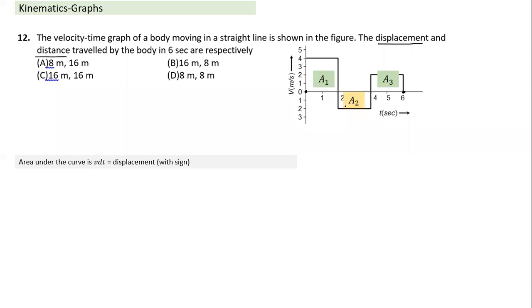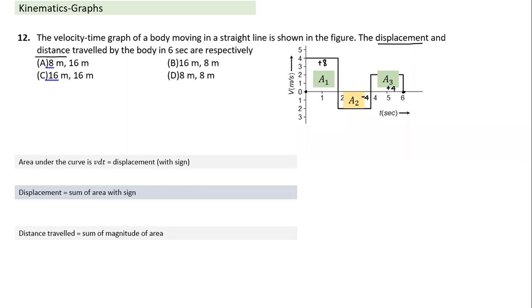So when we have to calculate displacement, we sum the areas with sign. This one is positive, so we have to subtract. So this area is 8, and this is, sorry, this area is -4, and this area is +4.